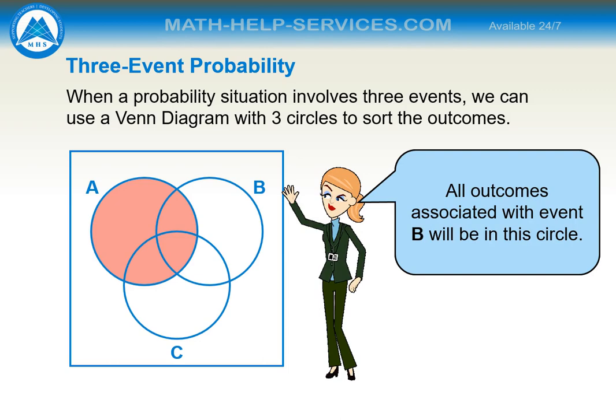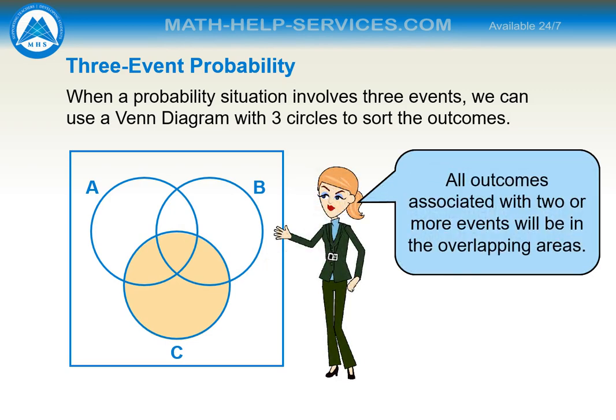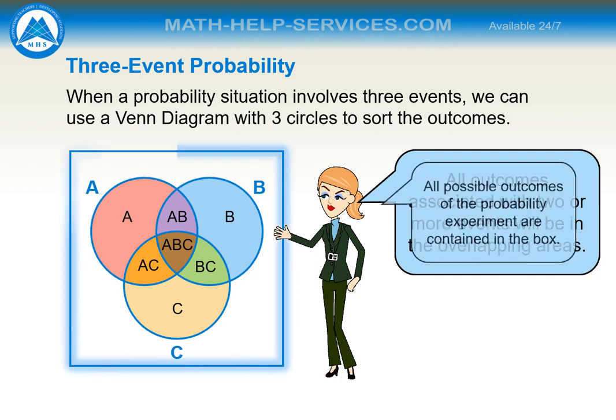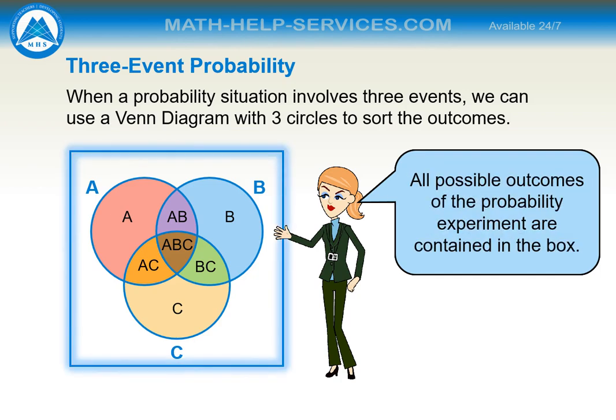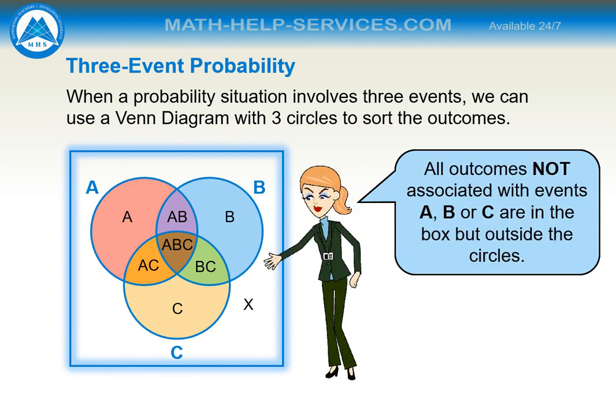All outcomes associated with event B will be in this circle. And all outcomes associated with event C will be in this circle. All outcomes associated with 2 or more events will be in the overlapping areas. All possible outcomes of the probability experiment are contained in the box. All outcomes not associated with events A, B, or C are in the box but outside the circles.